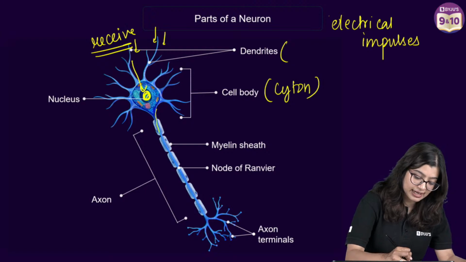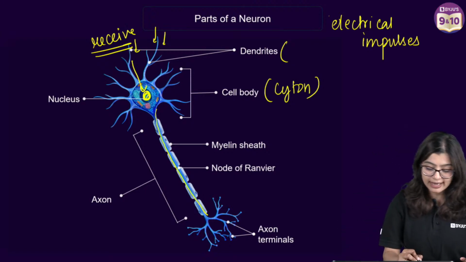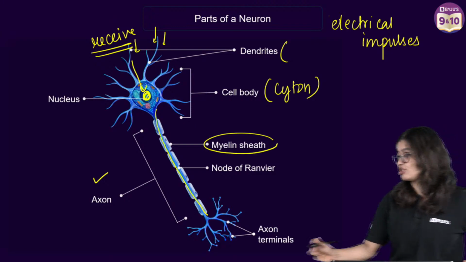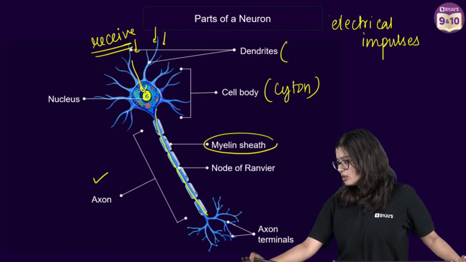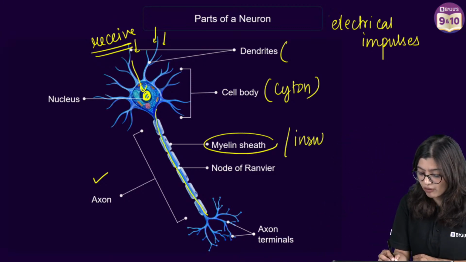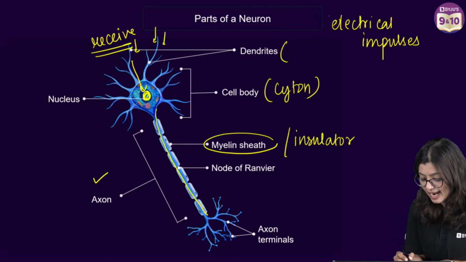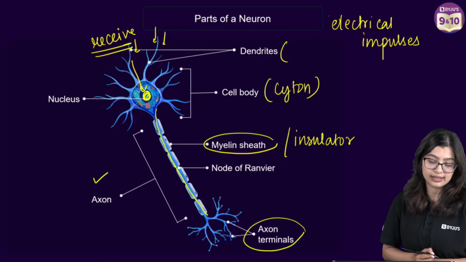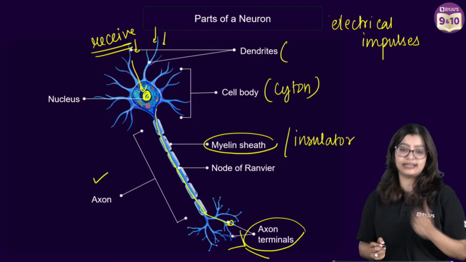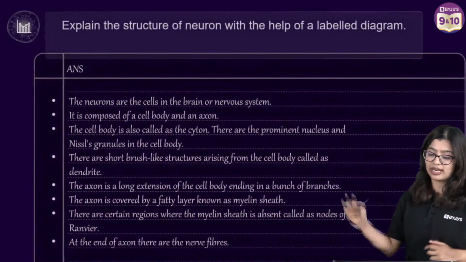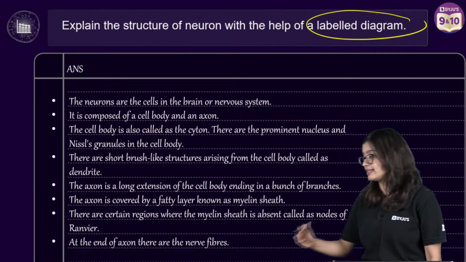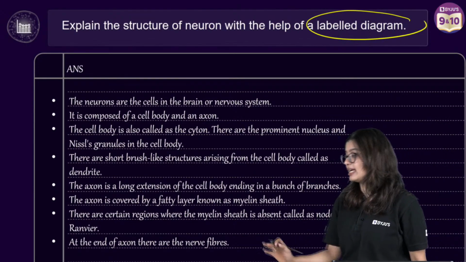Now from here, we see that there is one long extended projection. That is what we call as the axon, right? The axon is protected by an insulating sheath, which is called as, what do we call it as? We call it as the myelin sheath, right? What is the function? It acts as an insulator. And the axon ends as axon terminals, right? So this is where the impulse will reach. From here, the dendrites of the next neuron will take it up. So when you're writing the answer, you can write it in this format and support it with a diagram. So remember students, the diagram here is very, very important.